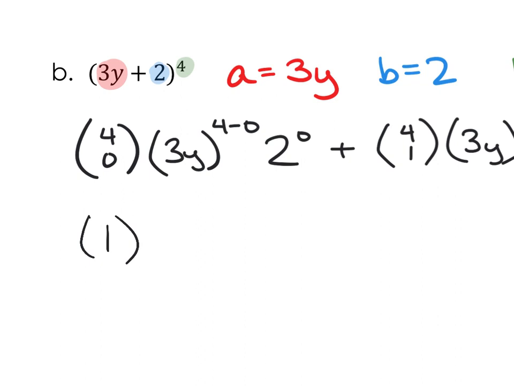You would get 1. And then we have to take all of 3y to the 4 minus 0 power, where 4 minus 0 is 4. So we're taking both 3 to the 4th power and y to the 4th power. 3 to the 4th power is 81. And then you would have y to the 4th power. And then 2 to the 0, which is the last thing I'm multiplying in this term, 2 to the 0 is 1. Do we see how I did each of those pieces? Can you try to do the rest of them?